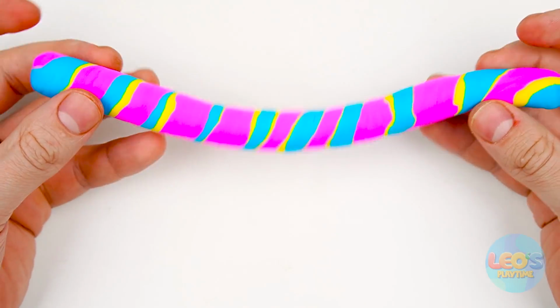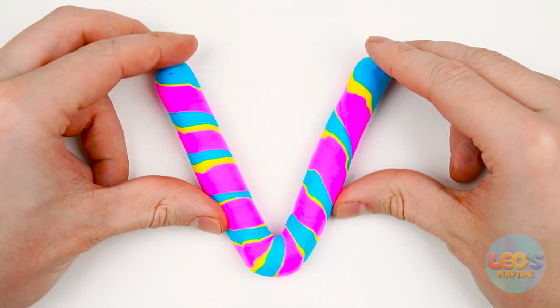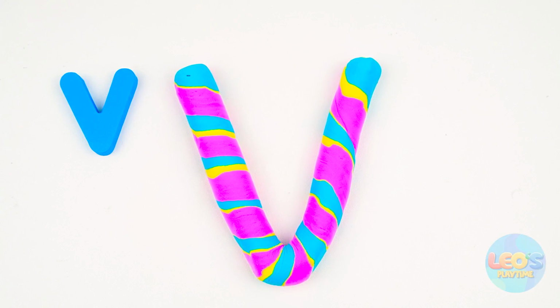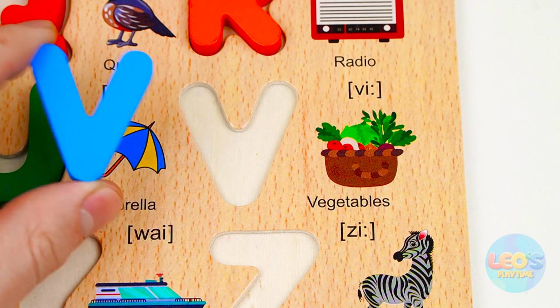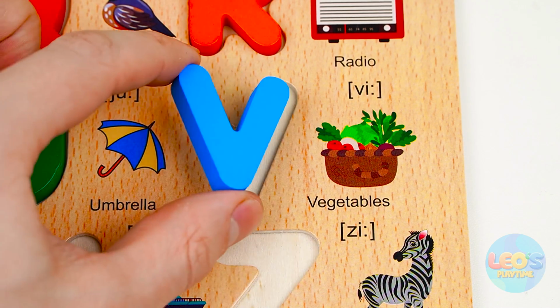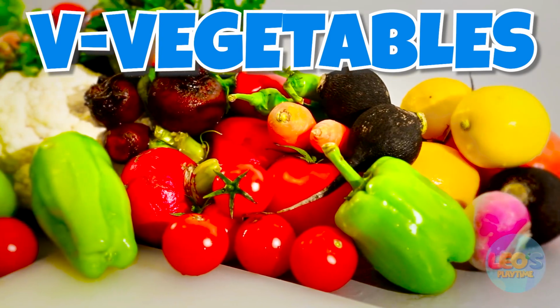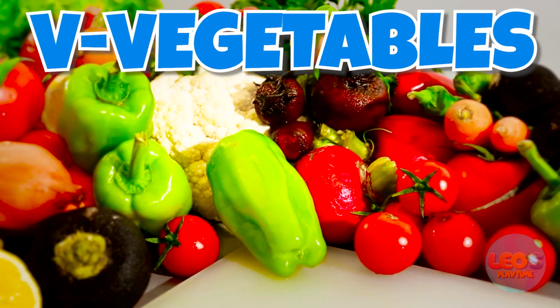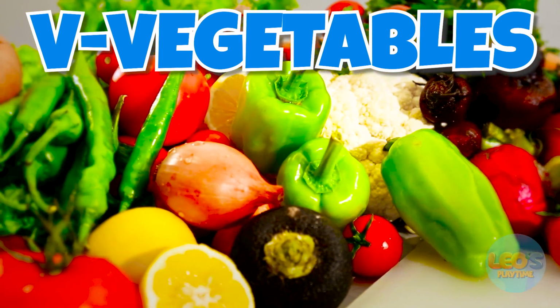After U comes the letter V. It looks very much alike, but a bit pointier. V is for vegetables. Do you like to eat vegetables? V, vegetables. Tomatoes, carrots, and bell peppers are all vegetables.